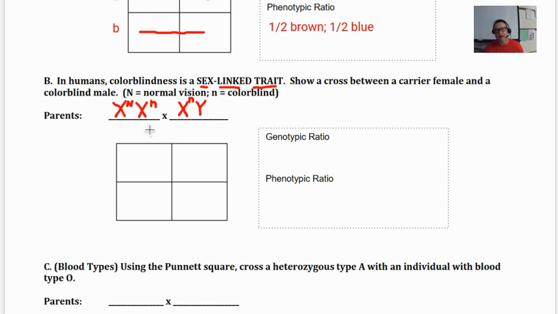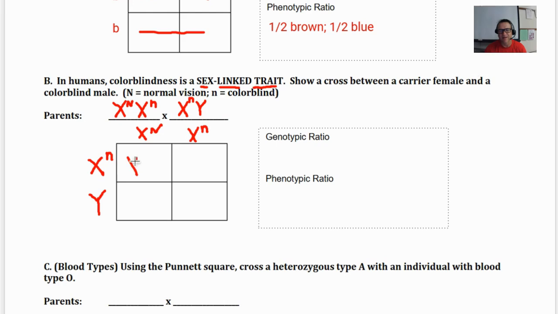Don't do it. I'll put mom on top. So she's got an X, big N, and she's got an X, little n that she's going to give to her kids. Dad over here, to his daughters, he's going to give the colorblind allele on the X chromosome. To his sons, he's just going to give the Y, nothing. So he has nothing to do with color blindness for the sons.